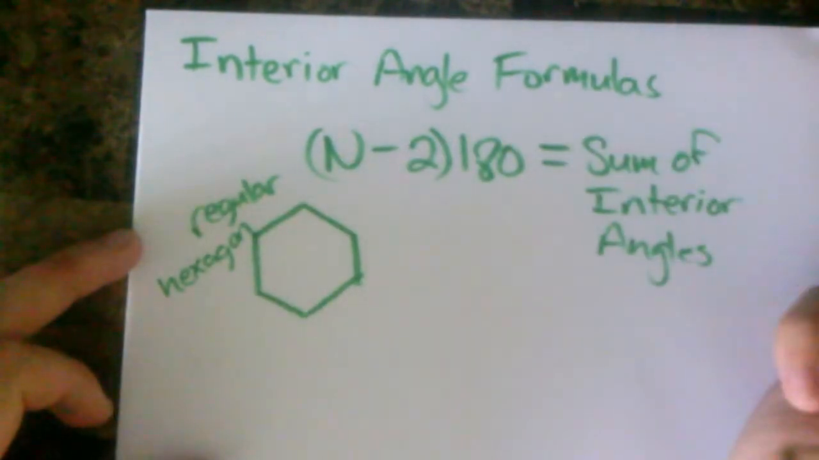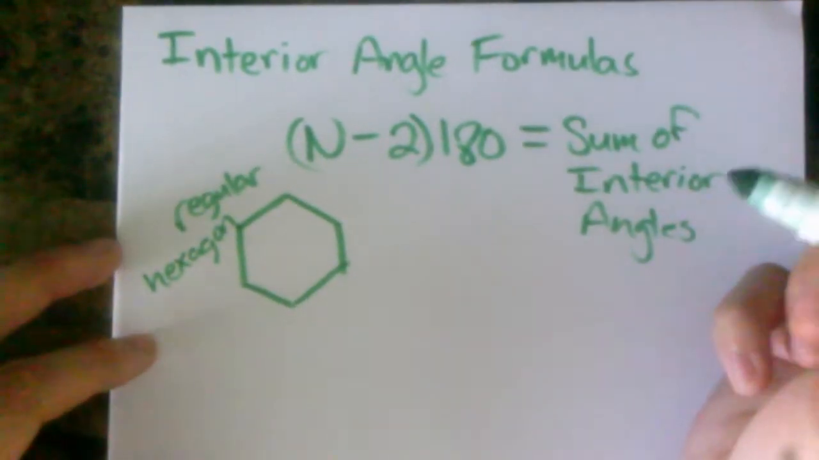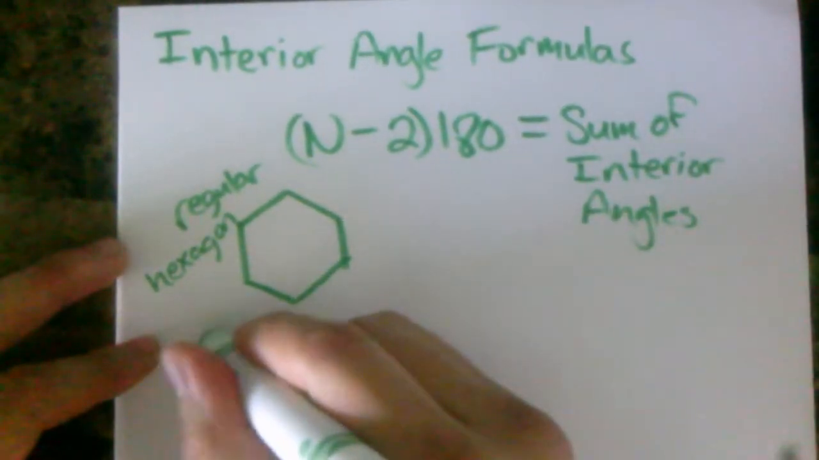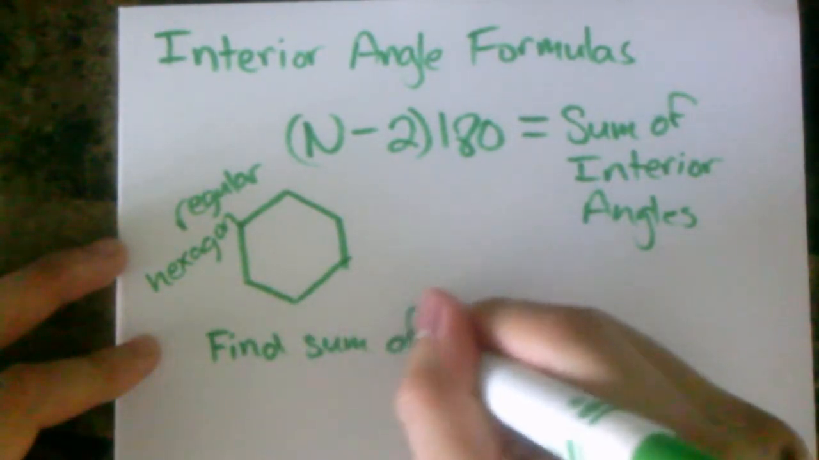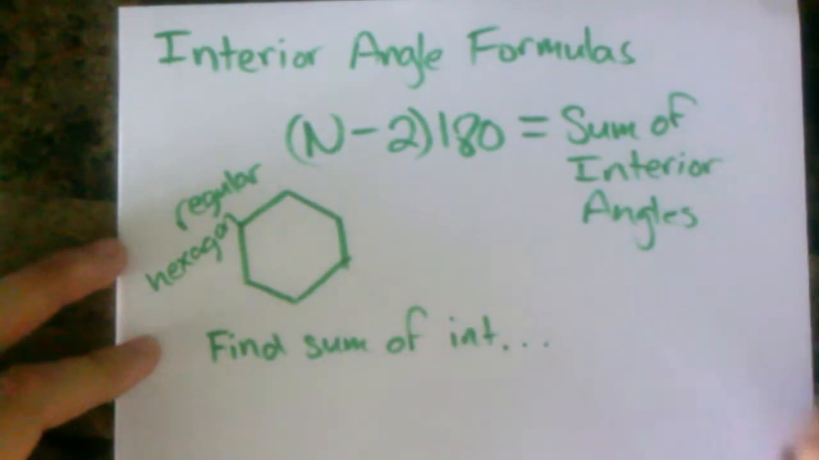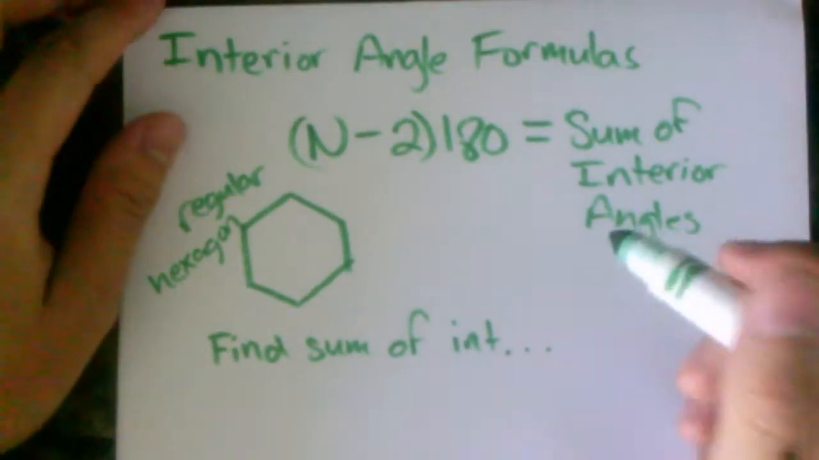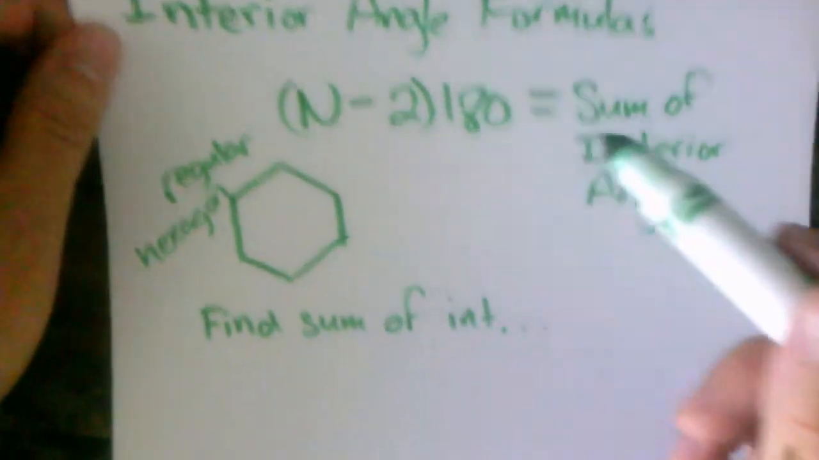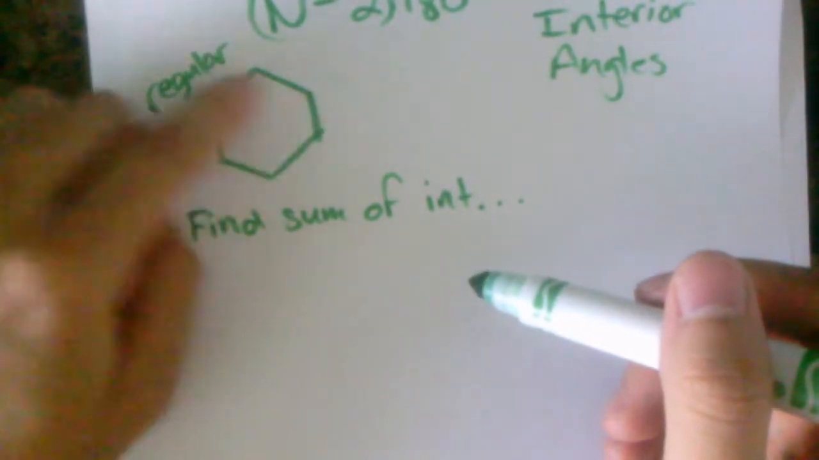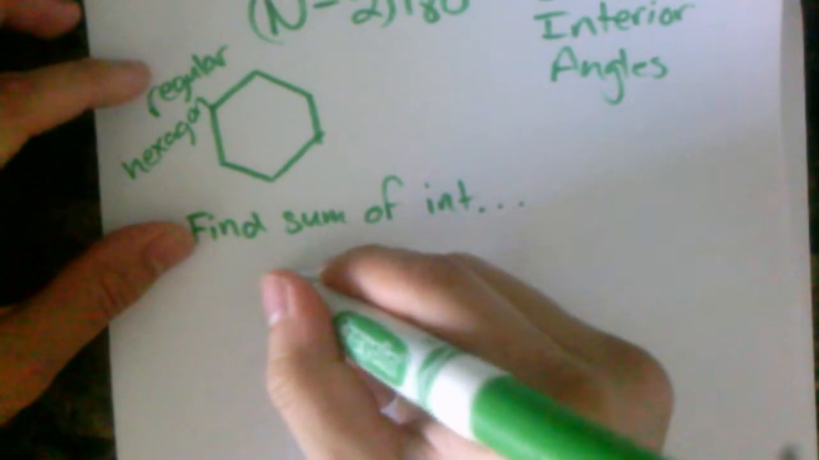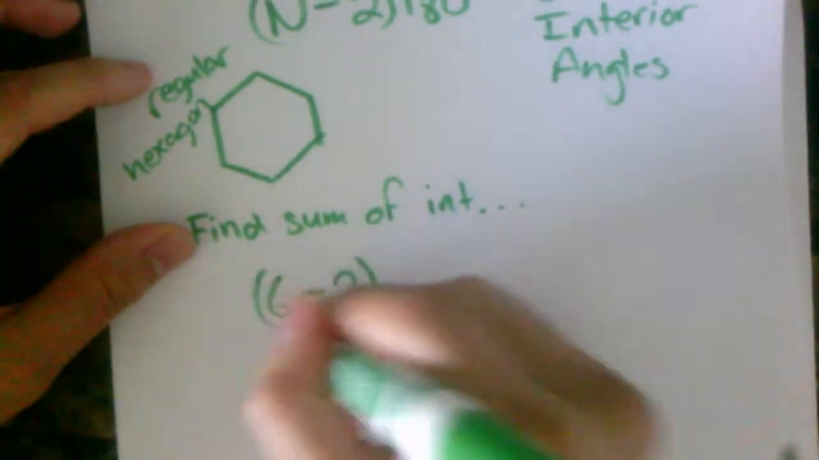Okay? So if you have a regular hexagon, and I ask you to find the sum of interior angles, what you're going to do is use this formula: n minus 2 times 180. So again, n is the number of sides. How many sides are on a hexagon? We just talked about that. That's 6. So it's 6 minus 2 times 180.